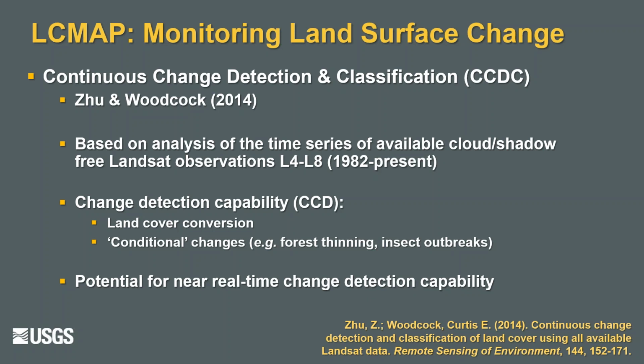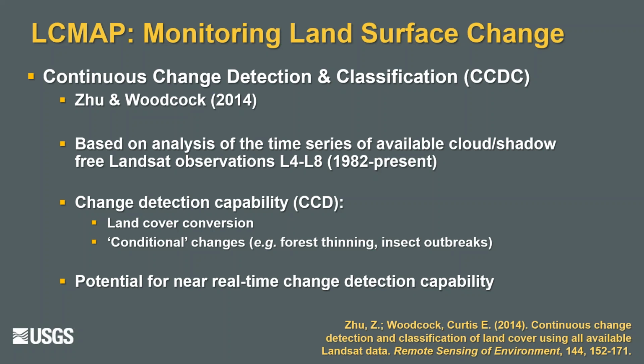But right now we're still producing data. So again, this is based on analysis of the time series of available cloud and shadow-free Landsat observations from Landsat 4 to Landsat 8. Landsat 8 is a relatively new instrument. We're working in the building and outside of the building on what Landsat 9 is going to look like. That is the next instrument in the series. But right now we're through Landsat 8.